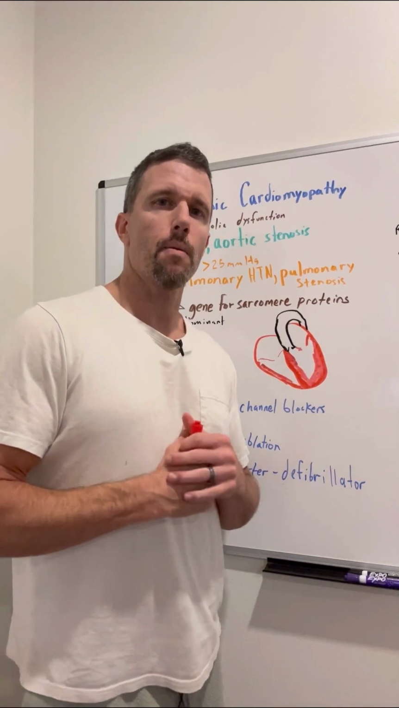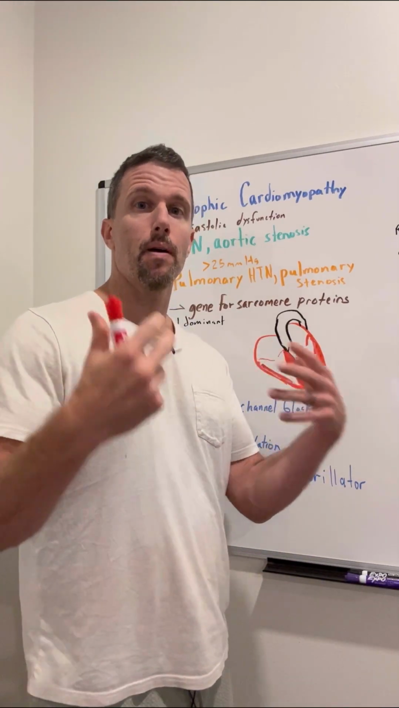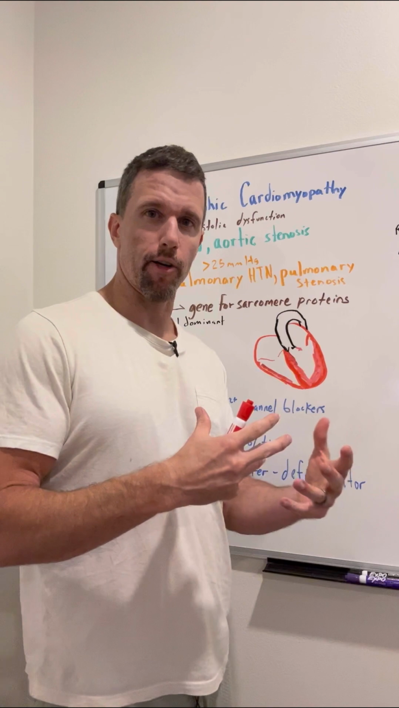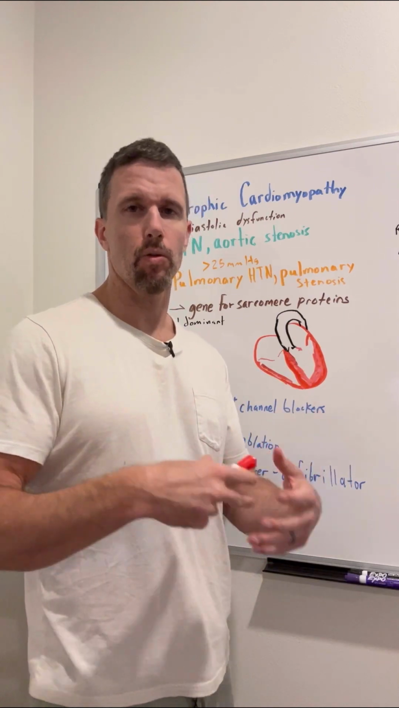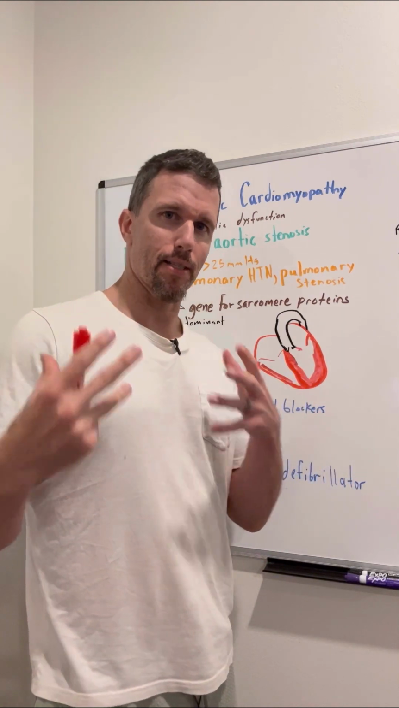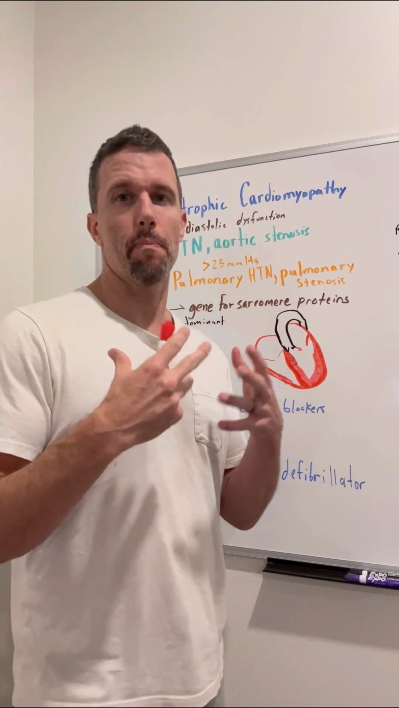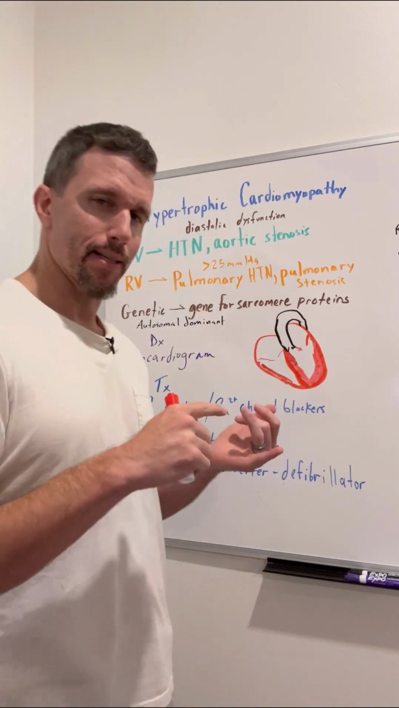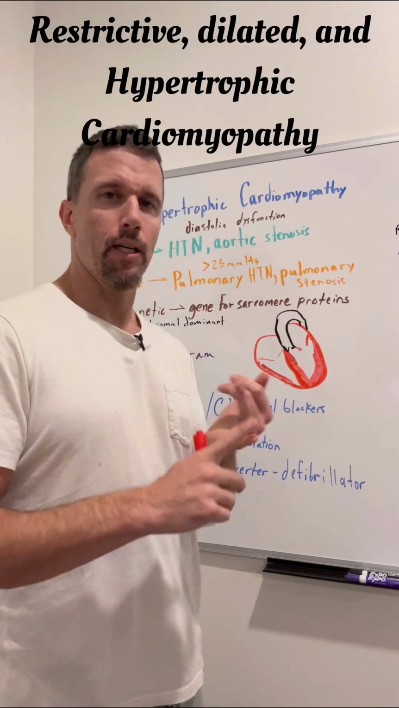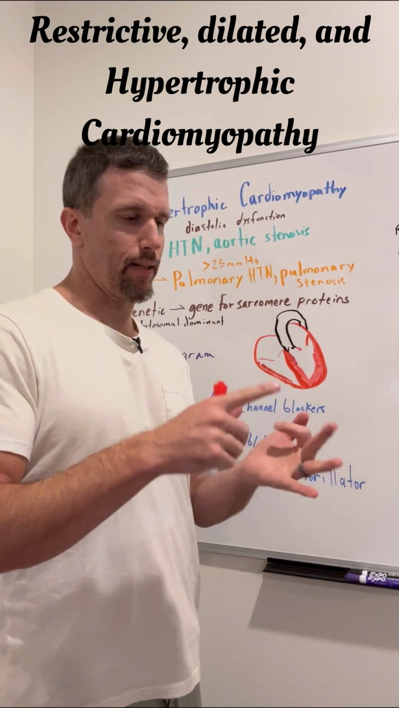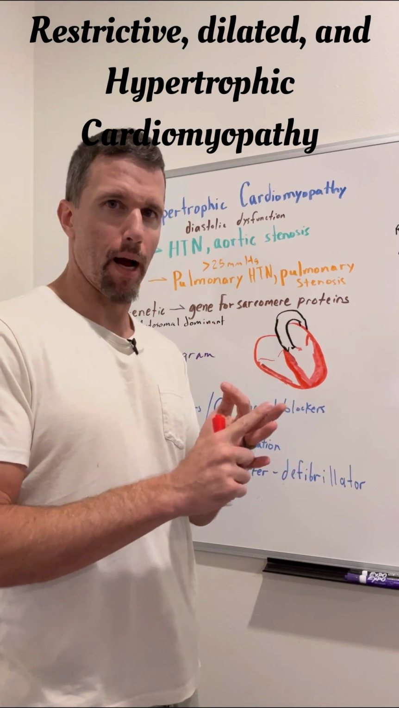In this video, we're going to talk about hypertrophic cardiomyopathy. So cardio means heart, myo means muscle, pathy means disease. So this is disease of the heart muscle, and there's three main disease types. There's restrictive, there's dilated, and then there's hypertrophic cardiomyopathy.